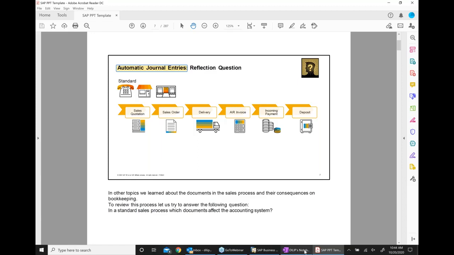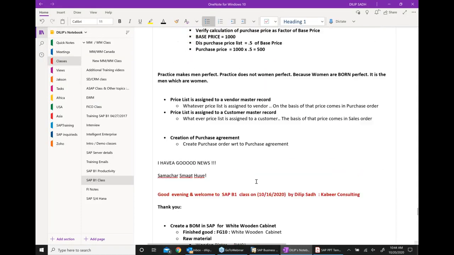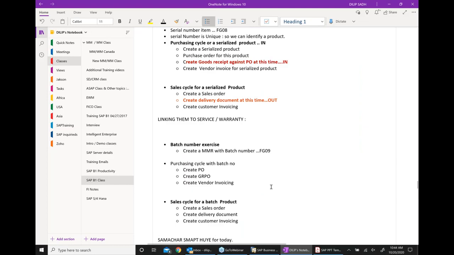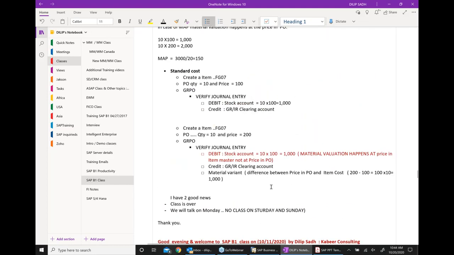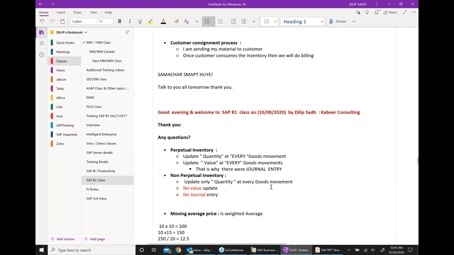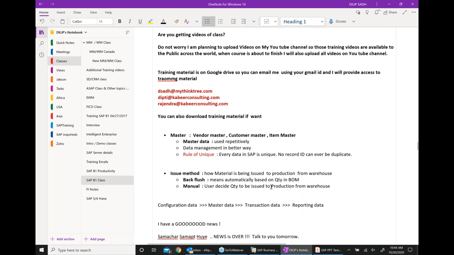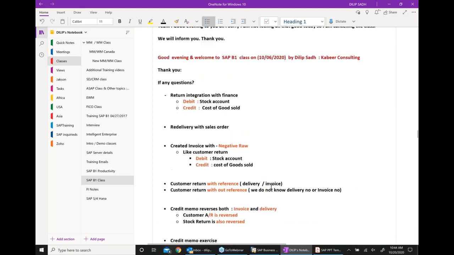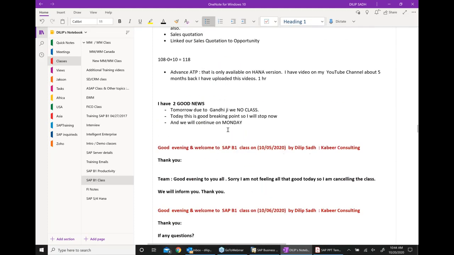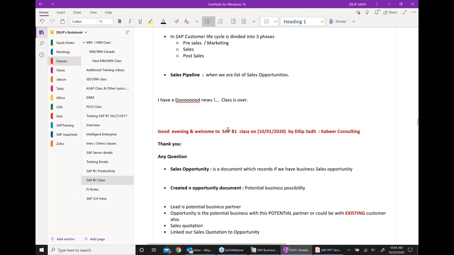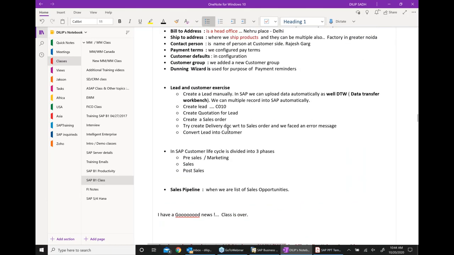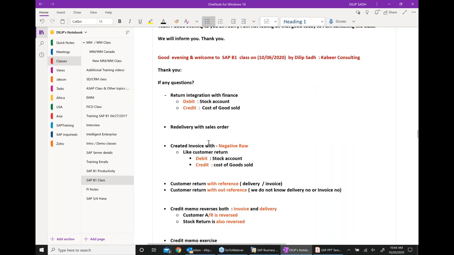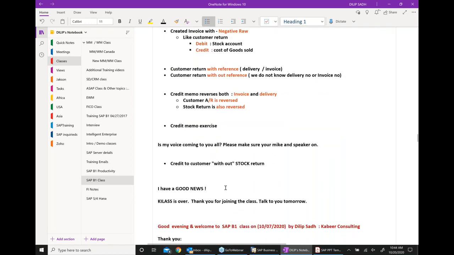We did this whole cycle. And if you remember, in this cycle, in the several days we spent on it, we discussed how the integration happens at every place. See that here? How the integration happens. We talked about debit, credit, debit, credit.